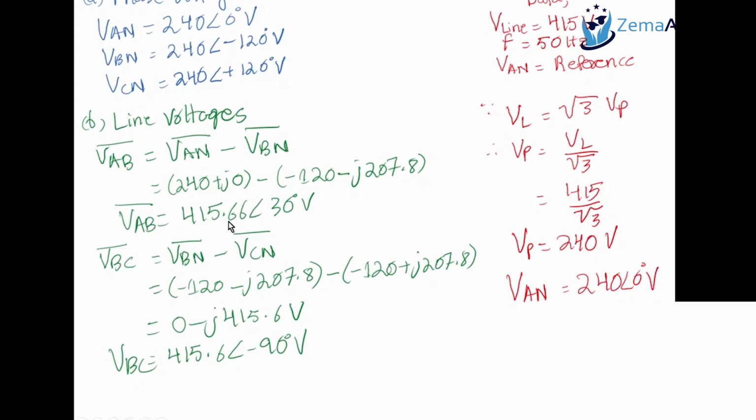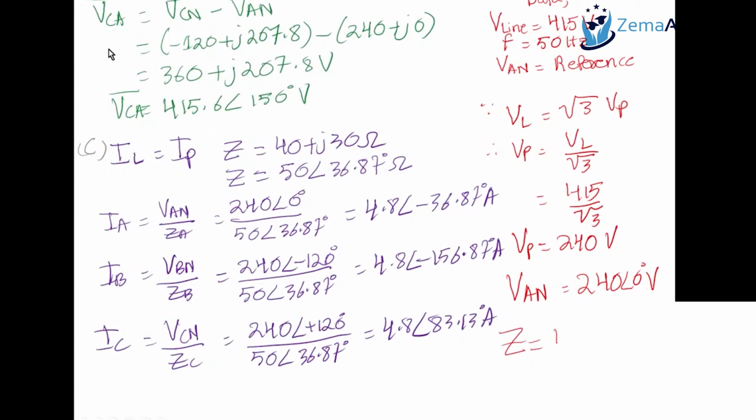So VAB is 415.66 angle of 30 volts. This is the correct representation of the line voltage VAB. In order for us to calculate VBC, that would be VBN minus VCN. Again, we have to convert VBN into rectangular form, minus VCN into rectangular form, and do the complex addition and subtraction. This gives us 415.66 angle of minus 90 volts. That's your VBC line voltage.